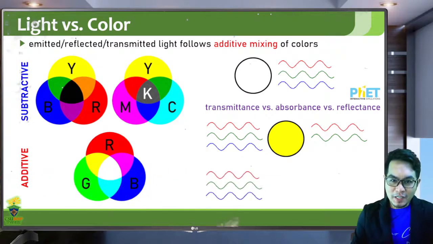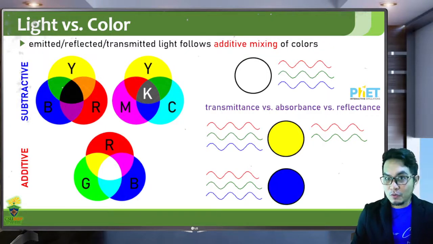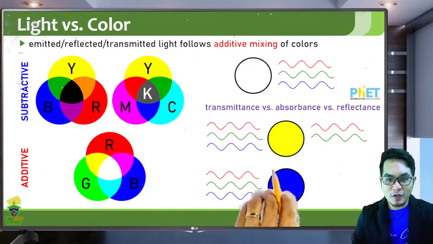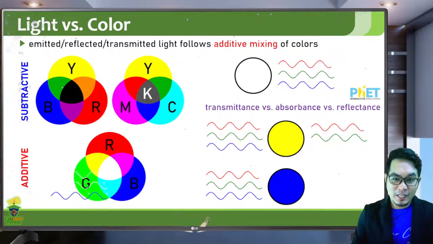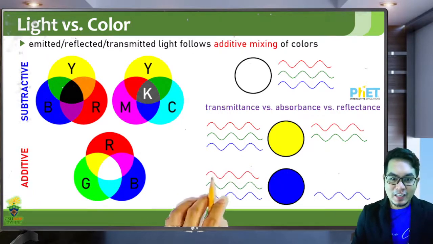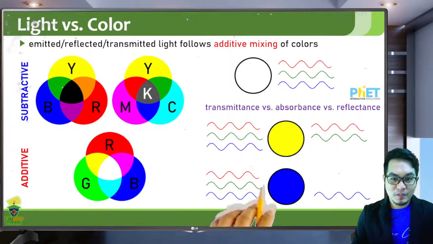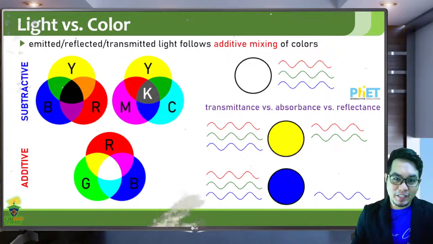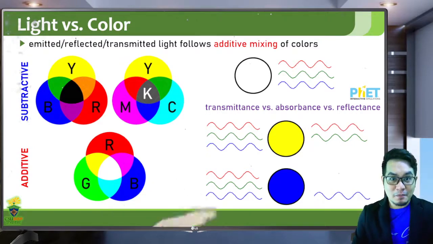So another example, if you have a blue object that appears to be blue under white light, so you shine white light on your object and it still appears blue, then that means that the red and green wavelengths are absorbed, meaning the yellow is absorbed, and only blue is emitted or reflected or transmitted by your material.